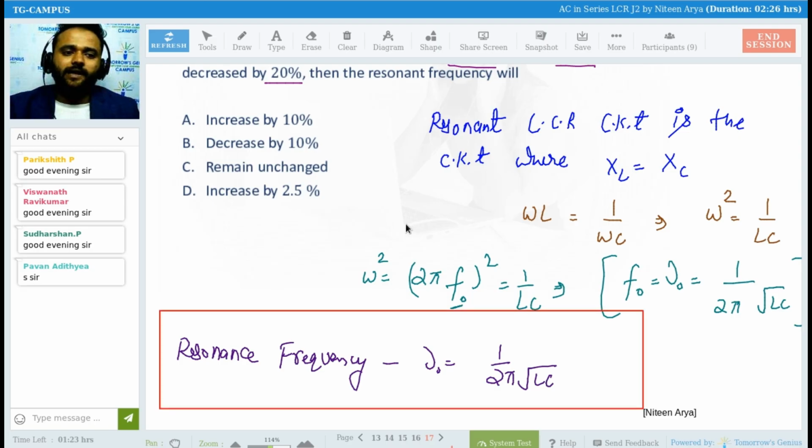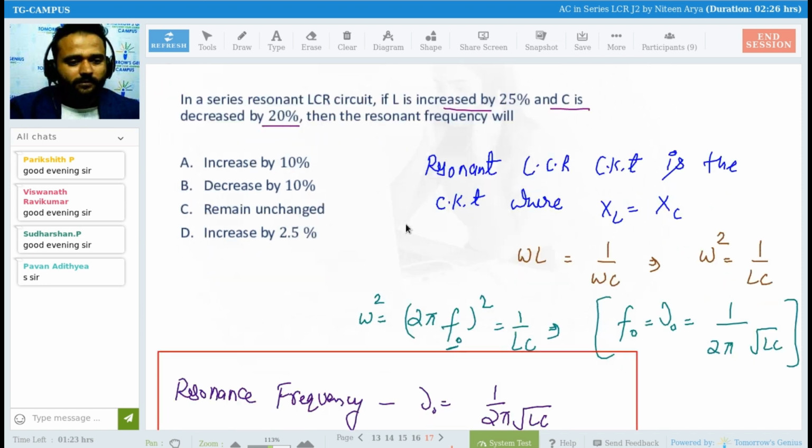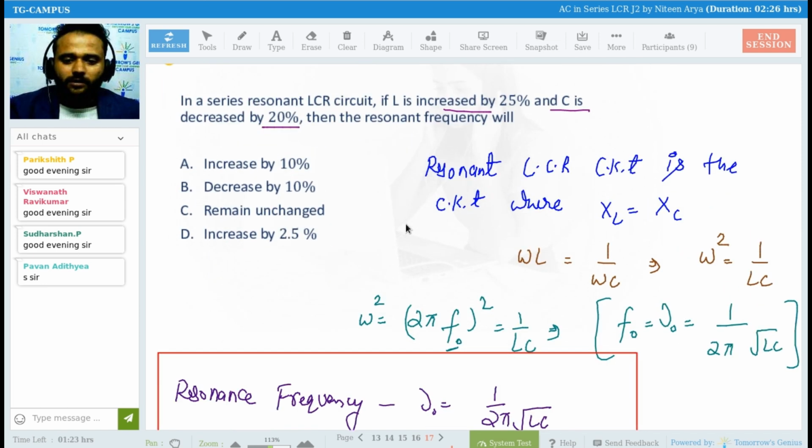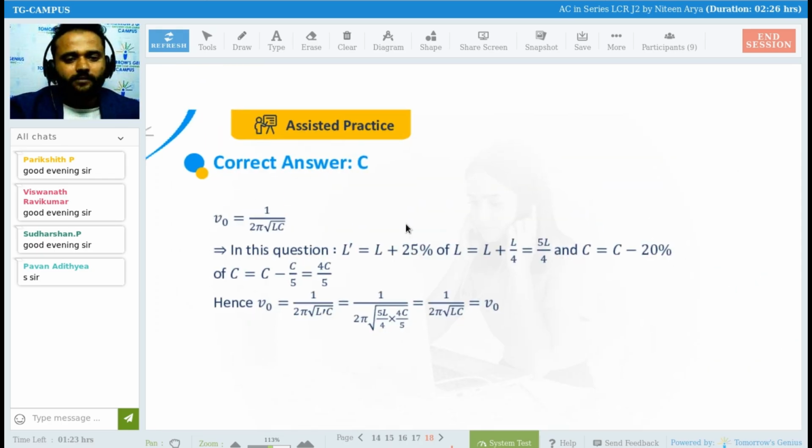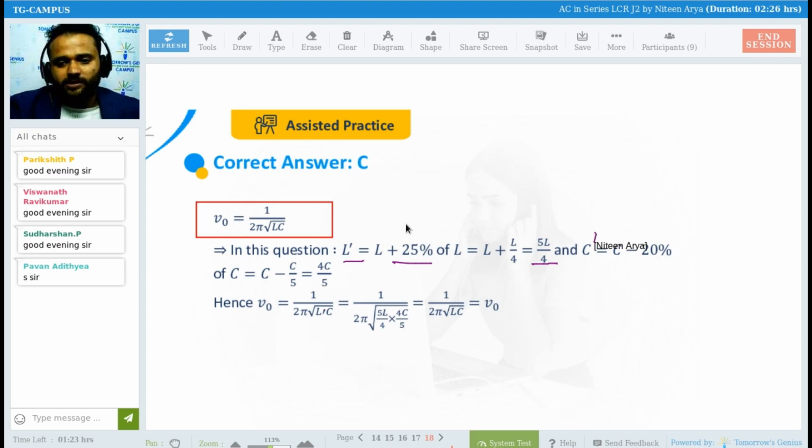So now if I change my L and my C, obviously 2 pi is a constant. So how is it going to change? That you need to tell me. I think you can do that now, but still I'm going to do it for you. In this question, what is given? L prime, because it is increased: L plus 25%, which is L plus L by 4, so it becomes 5L by 4. C decreases: C prime is C minus 20%, which is C minus C by 5, which is 4C by 5.